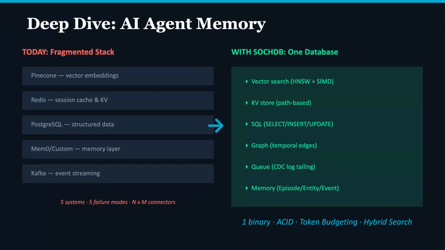Another thing is when it comes to memory. These are the top layers: one is episodic memory, entity, events. So even you can store those things, so that way, as soon as you call that memory layer, it will give you the right answer.